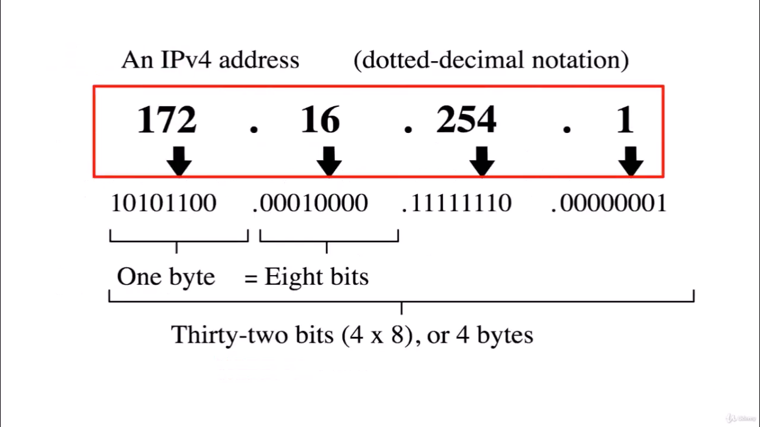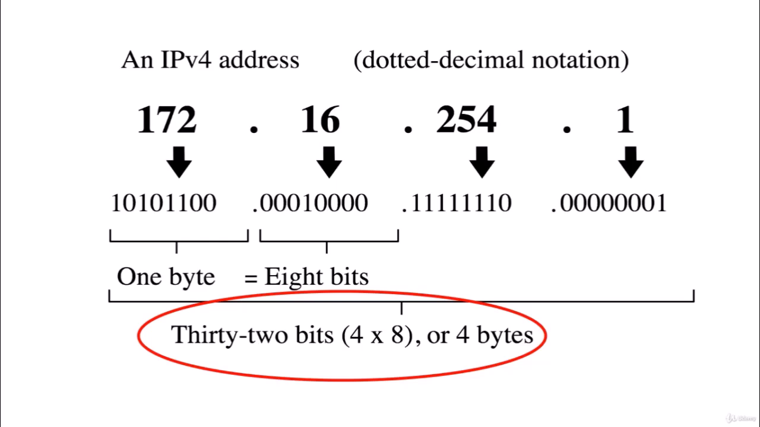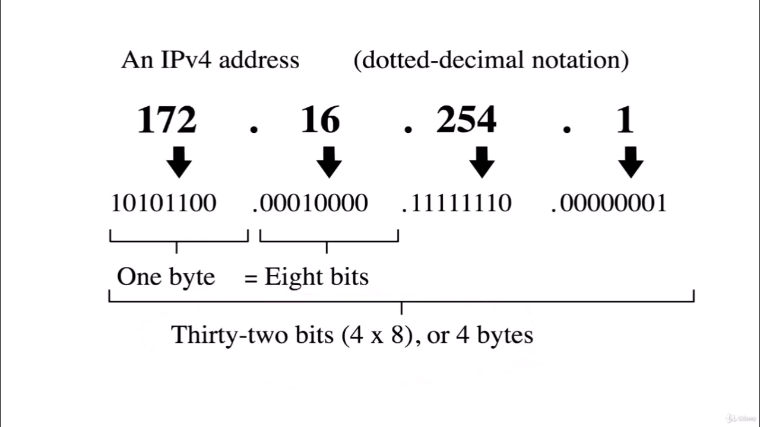As you can see in the picture, 172.16.254.1 is the IPv4 address. 172 is then represented in binary, 16 is then represented in binary, and so on. That octet of 8 bits is 1 byte, and therefore since there are 4 different numbers, 172, 16, 254 and 1, there are 32 bits, which is 8 into 4 bits. Therefore IPv4 is a 32 bit address. This notation of IPv4 address is known as dotted decimal notation.